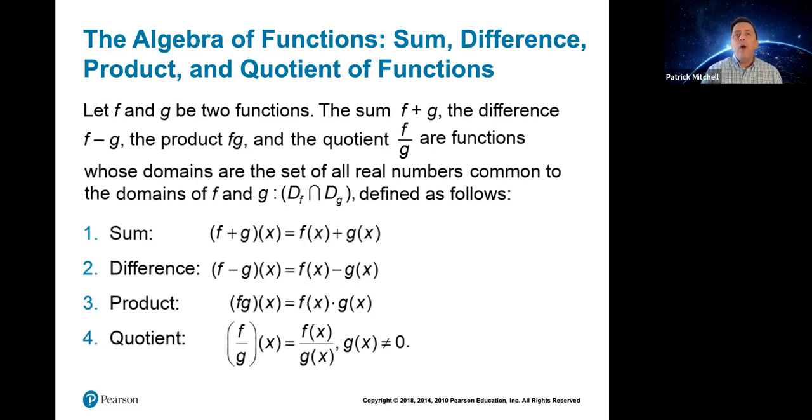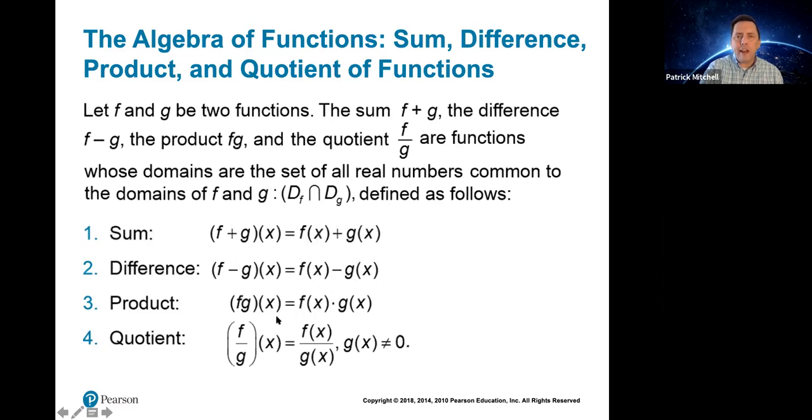You tell me, what does the function do to each and every number in its domain? Okay, and then the same thing for the difference. The function f minus g evaluated at x is equal to the number f of x minus the number g of x. Same thing for the product. fg of x is equal to f of x times g of x.